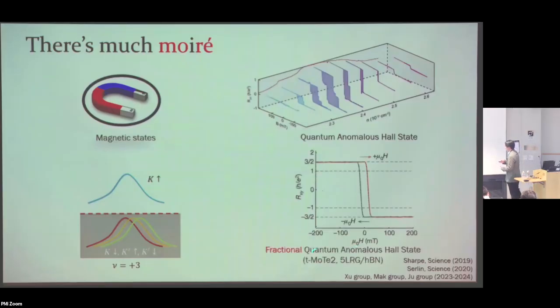And now in other related systems and also some non-twisted systems, you can also induce the fractional quantum anomalous Hall state. The mechanism is slightly different, but still pretty much related to this spontaneous spin polarization.